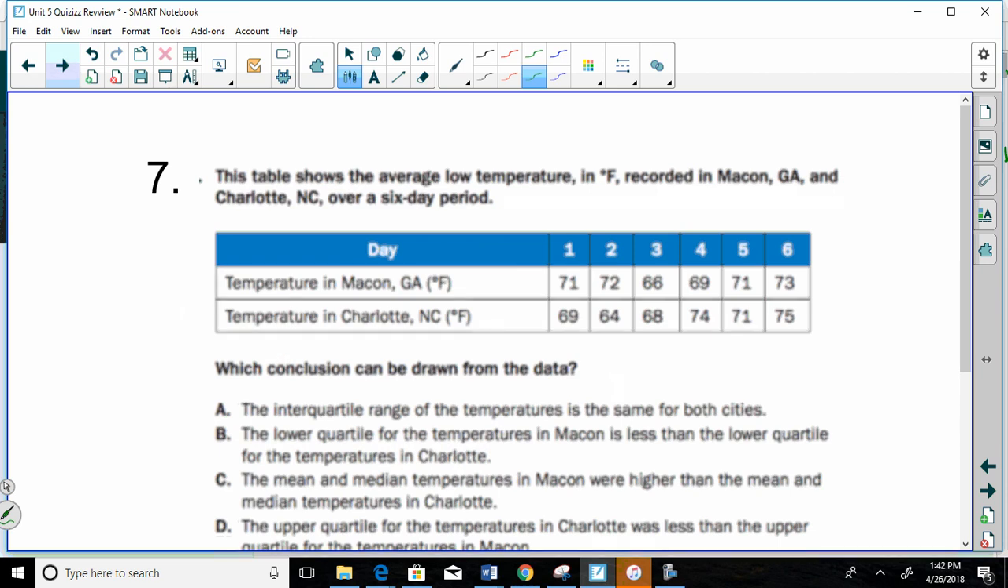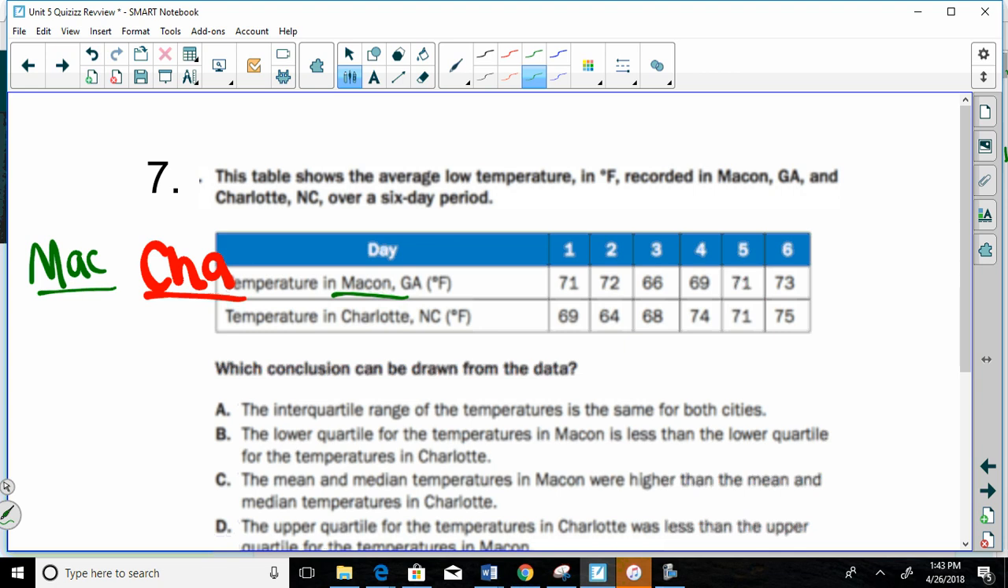So another one on the calculator. You can either put them in order or remember, go to stat, edit, and go to L1 and type in all the first one. So we have this first town, and then we have this second town, Charlotte. They're asking about interquartile range, mean, median. So I would go through.